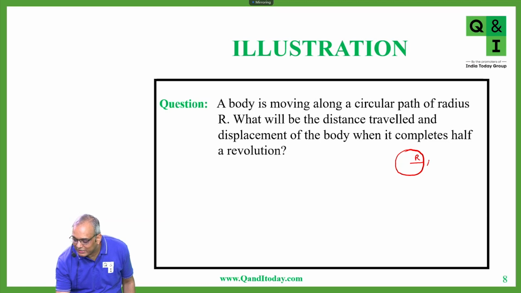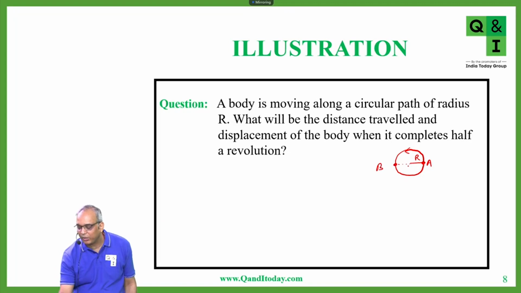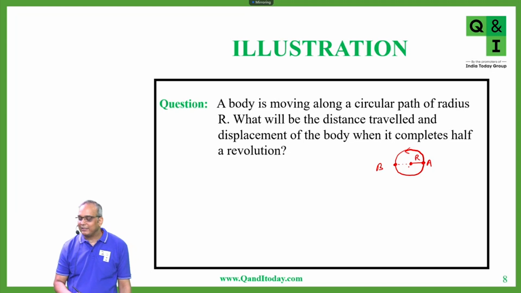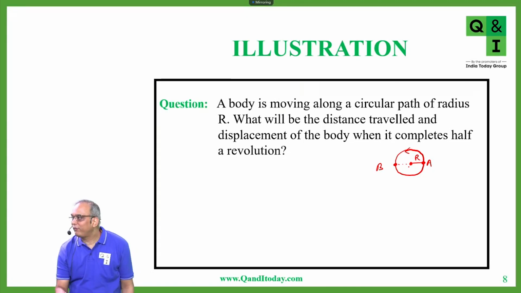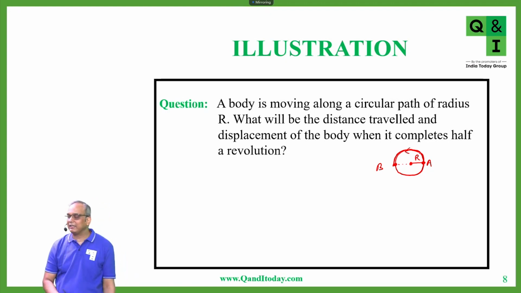Let's say the body starts from this point A. This is your starting point. And when it covers half the revolution, it will reach this point B, which is the diametrically opposite point. Is it clear? Now, if you have to find the distance, what is going to be the distance? The distance is going to be along the circumference, that is, half of the circumference of this circle.